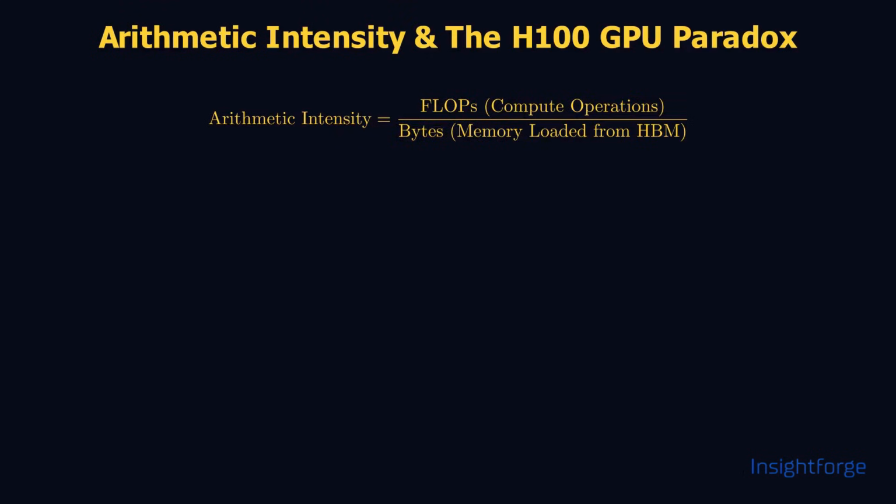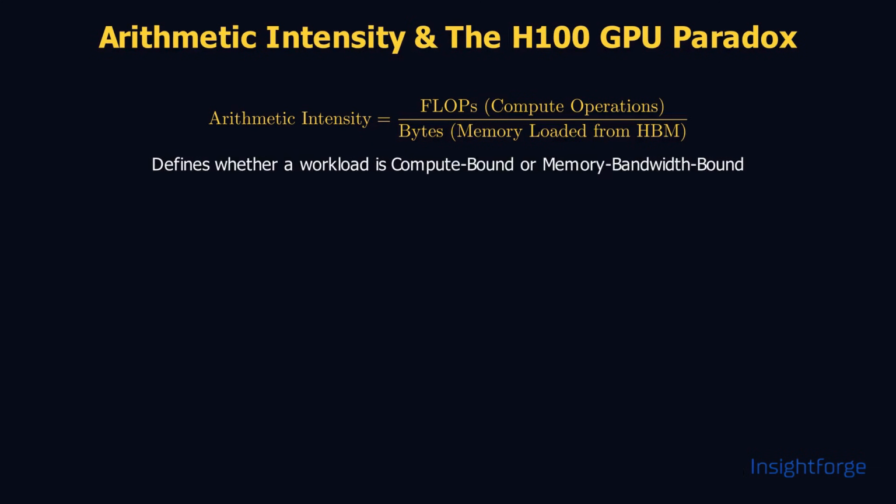But even with a linear KV cache, you might ask, why can large language model generation still feel slow on an enterprise-grade chip like the NVIDIA H100? The answer lies in a hardware metric called arithmetic intensity, which is defined as the number of floating-point operations, or flops, performed per byte of memory loaded.